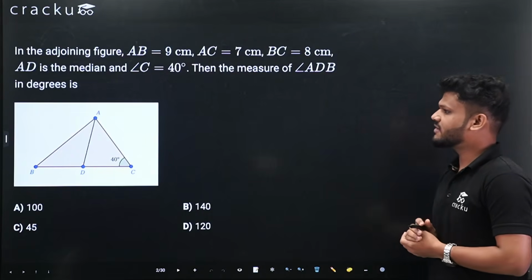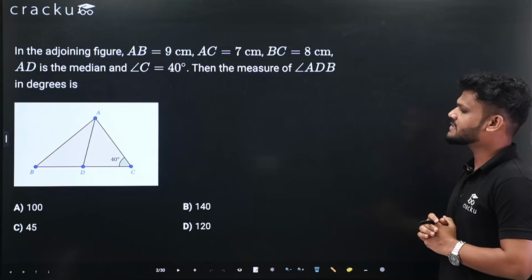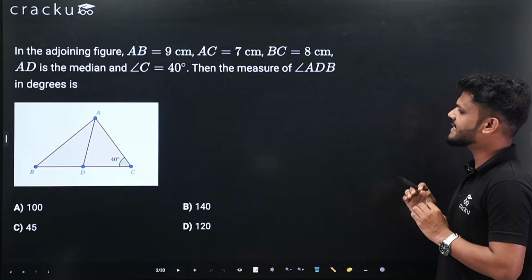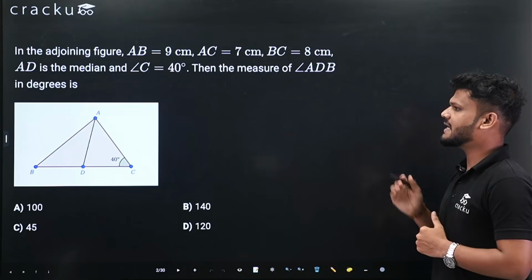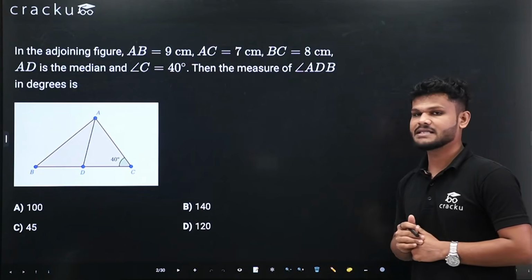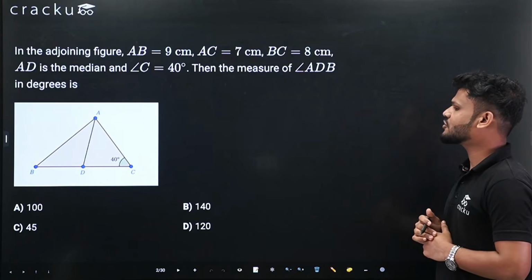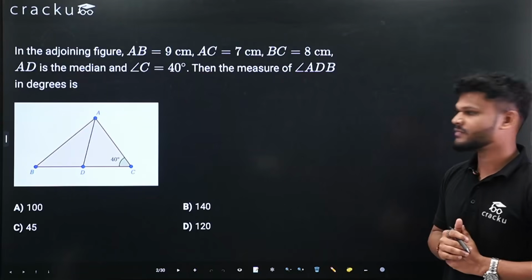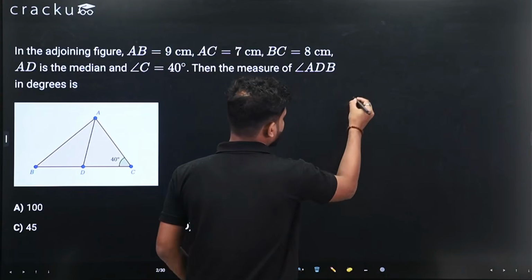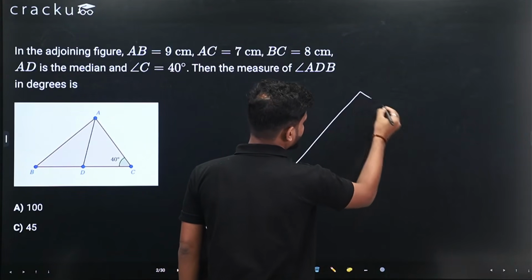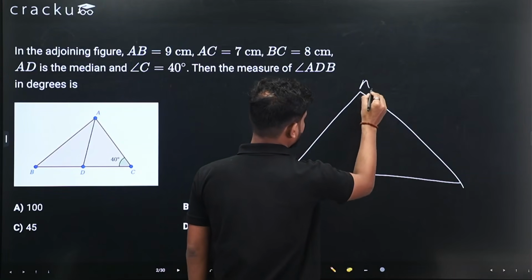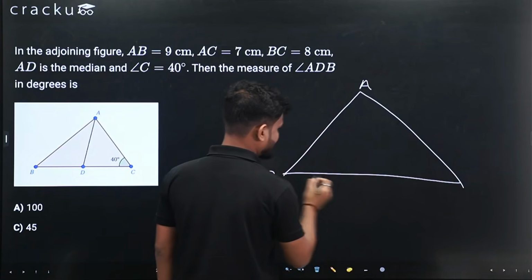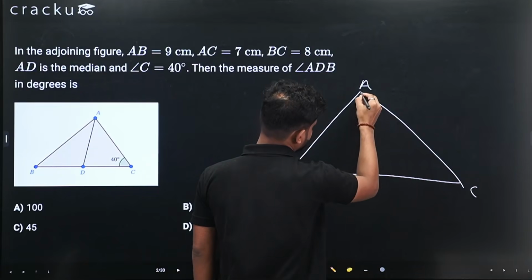In this question we are given a figure and it is given AB is equal to 9 centimeter, AC is equal to 7 centimeter, DC is equal to 8 centimeter, AD is a median and angle C is equal to 40 degree. Then the measure of angle ADB is what? Now first you should draw the figure. We have A, B and C and this is a median.